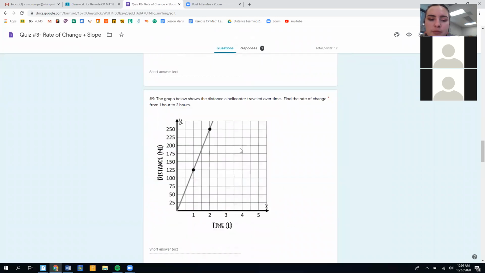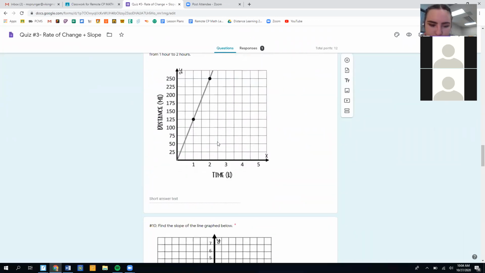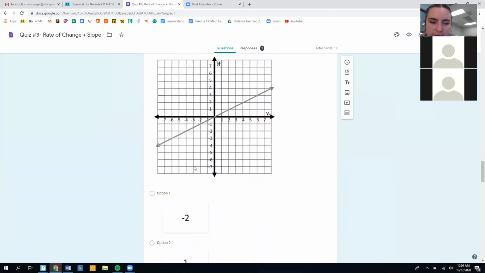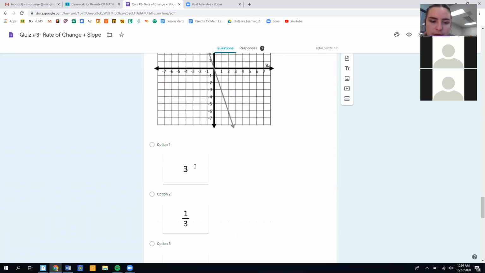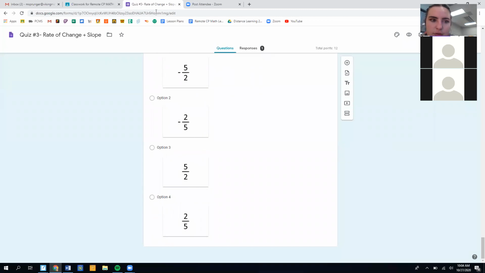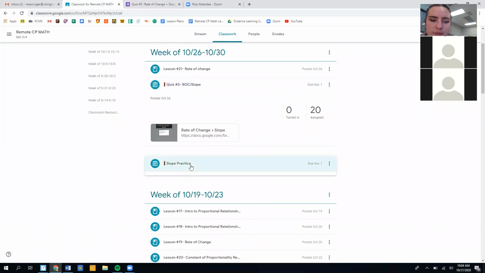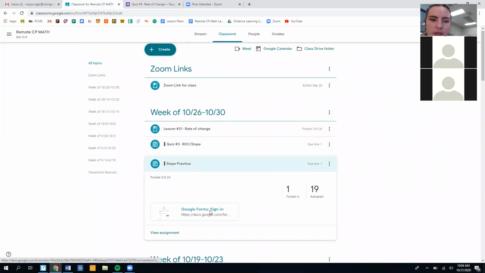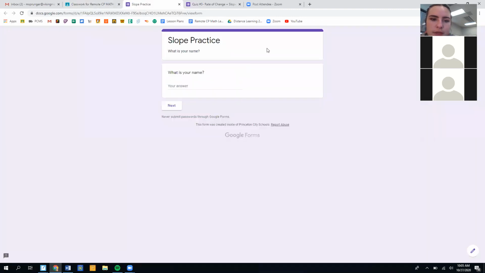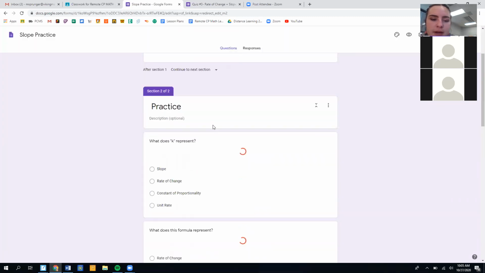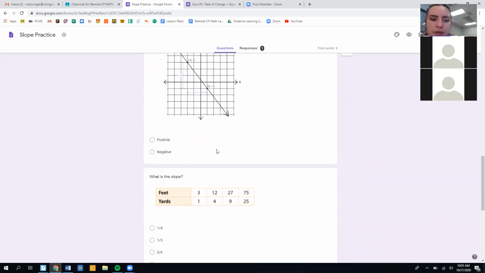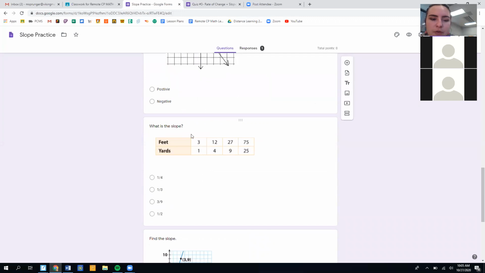So for these types of problems, you're going to be finding the rate of change and then finding the slope. That's what we're going to be doing the rest of the week. Let me make sure. Slope practice, this is just completion. However, use it as practice to see if you understand what's going on. If you need help with anything, you can always email me.